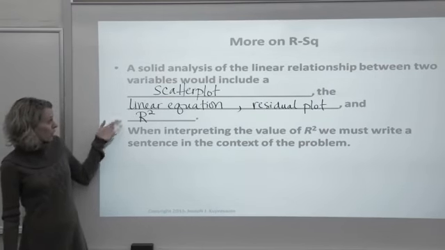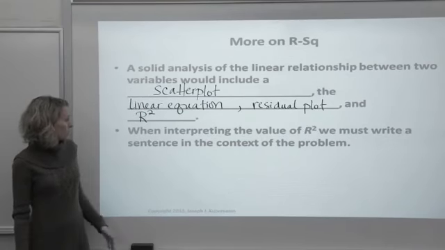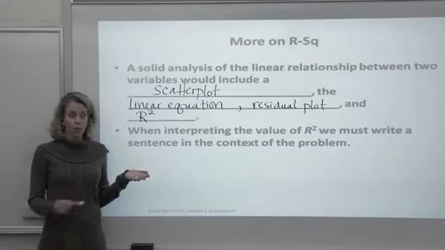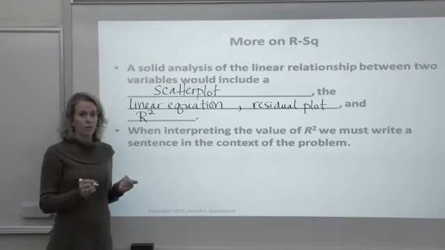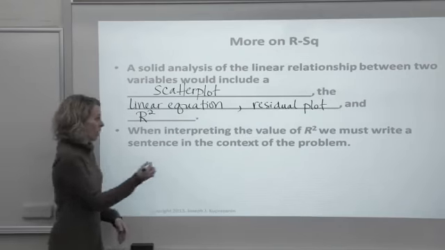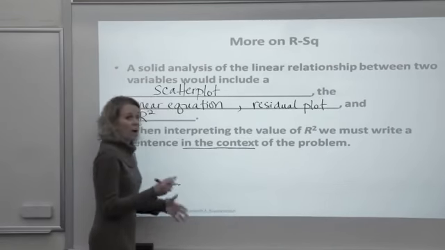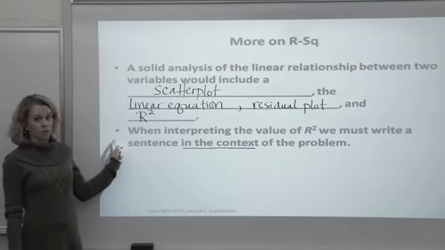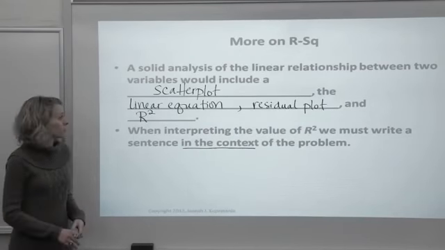When we do look at R squared, as long as everything in conjunction works out, we'll always write a sentence to interpret it. We won't simply say R squared was 99%. We'll always write a sentence to explain what that means. And when you do that, make sure that you do that in the context of the problem. What does it mean relative to what you're looking at? So that's what we're going to practice in the next couple of examples.